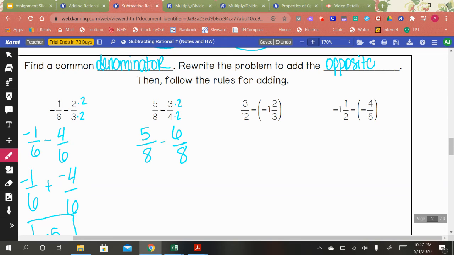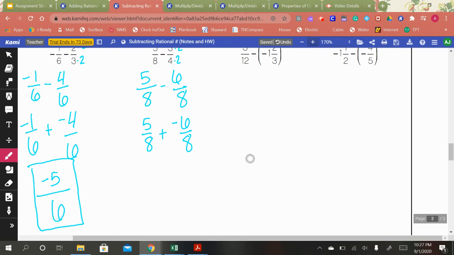have an addition problem. So I keep 5/8. Going to change the subtraction to addition, change the +6/8 to a -6/8. Since I have opposite signs, I will be subtracting, and 6 minus 5 is 1 over 8. The negative number in this case has a greater absolute value, so my answer will also need the negative symbol.